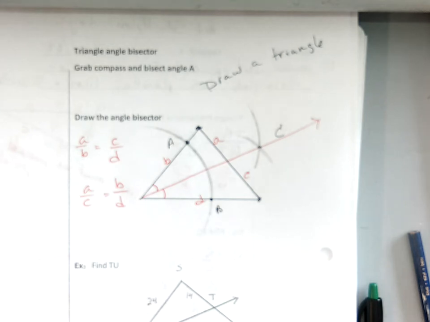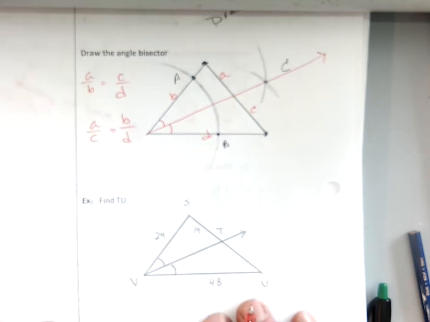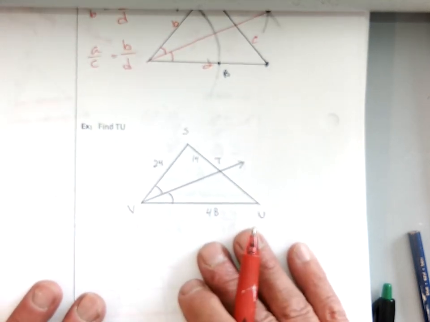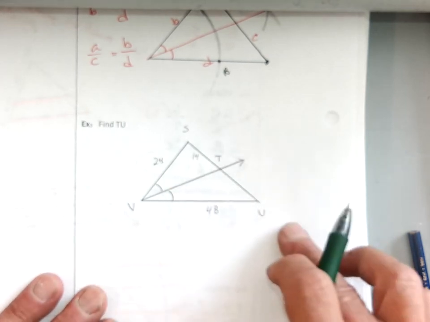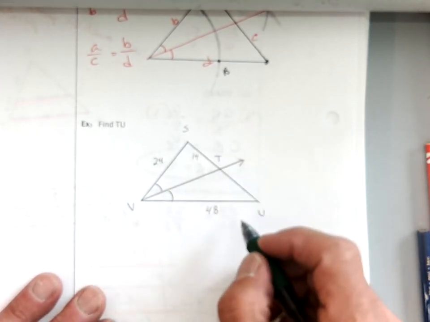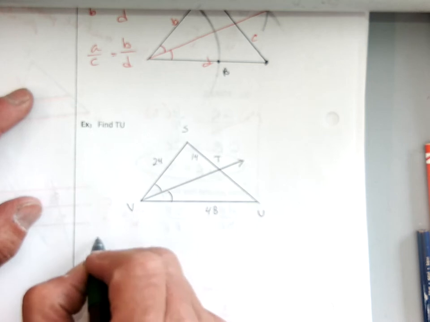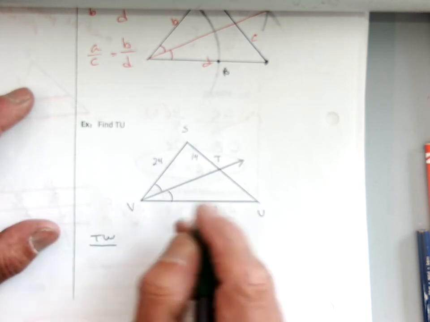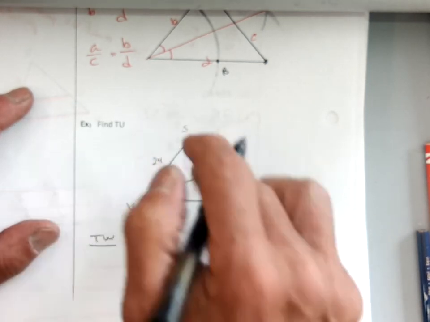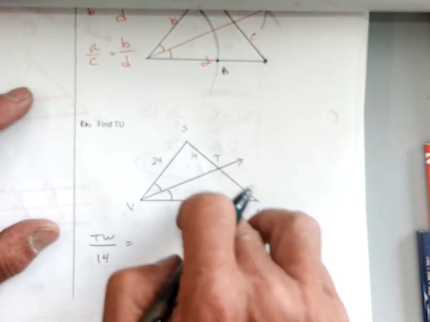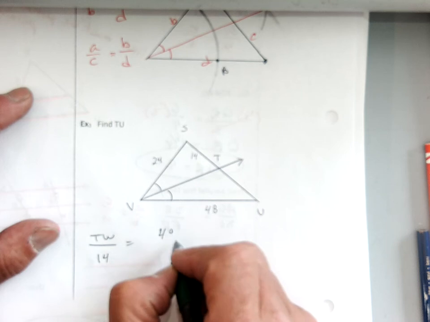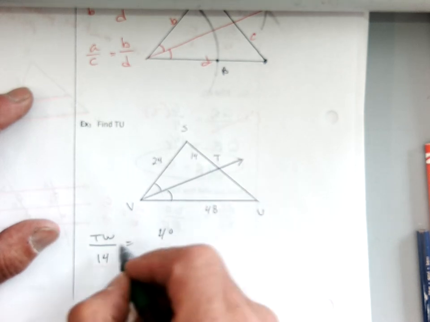So if we know that, then we should be able to go to example 3 and do example 3, okay? So let's find TU. So to find TU, I'm going to say TU goes to 14 as 48 goes to 24. Wait, TU, right there.